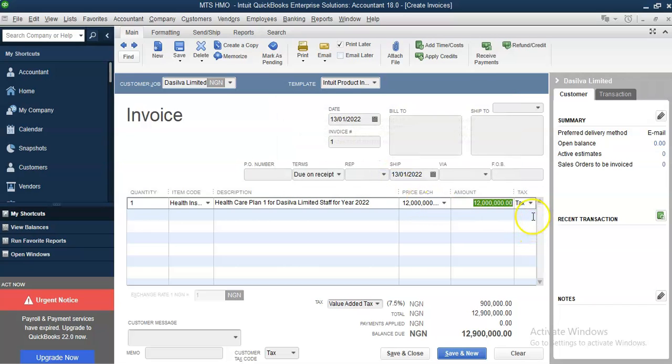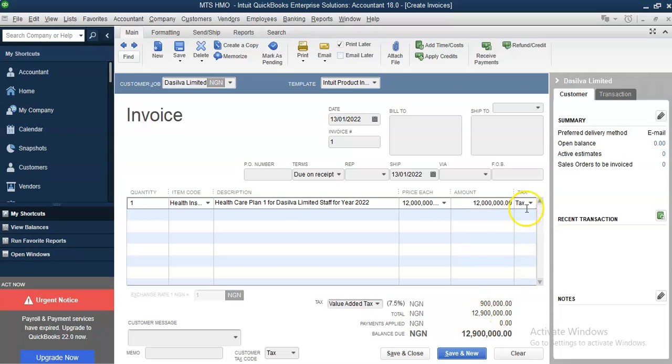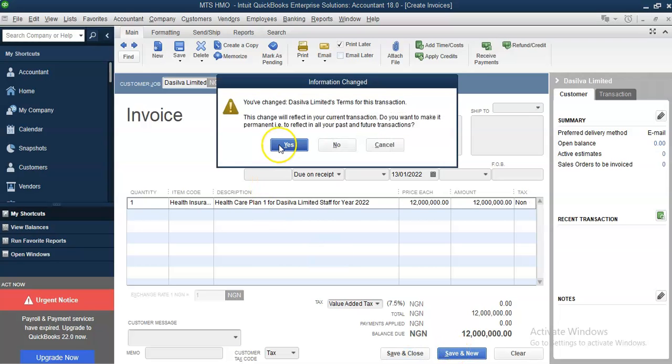Alright, so if VAT is applicable, we are going to specify that here. If it's not applicable, you just select non-taxable and remove the VAT amount. Are we good? Then you have two options here, to save and new or save and close. If I say save and close, it means I want to save and close completely. Save and new, I want to save and create another invoice. Are we good? So I'm going to say save and close.